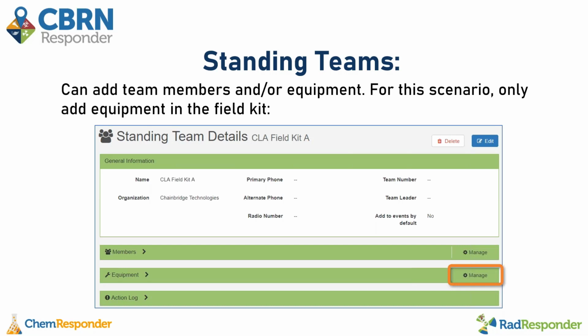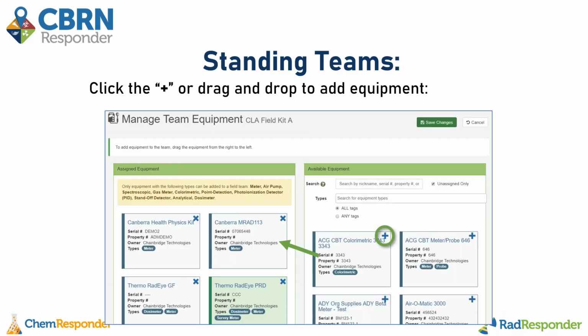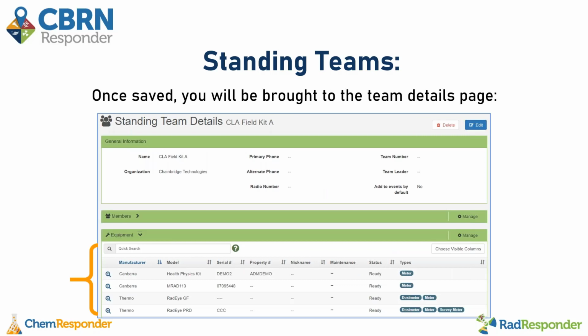So for this scenario, we're only going to add equipment that is in the field kit. So we'll click Manage. And just like we added equipment for field teams, you can either drag and drop or click the plus sign, and then save changes when all of my equipment is added. And now on the details page, I can see all of my added equipment that's in the CLA Field Kit A.